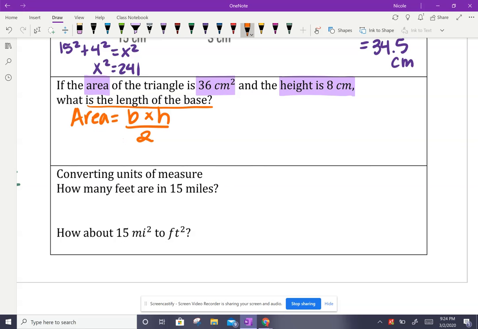There we go. I'm like, that's not quite right. Area, which is 36 centimeters squared, equals the base, which I don't know, times my height of 8 centimeters over 2.